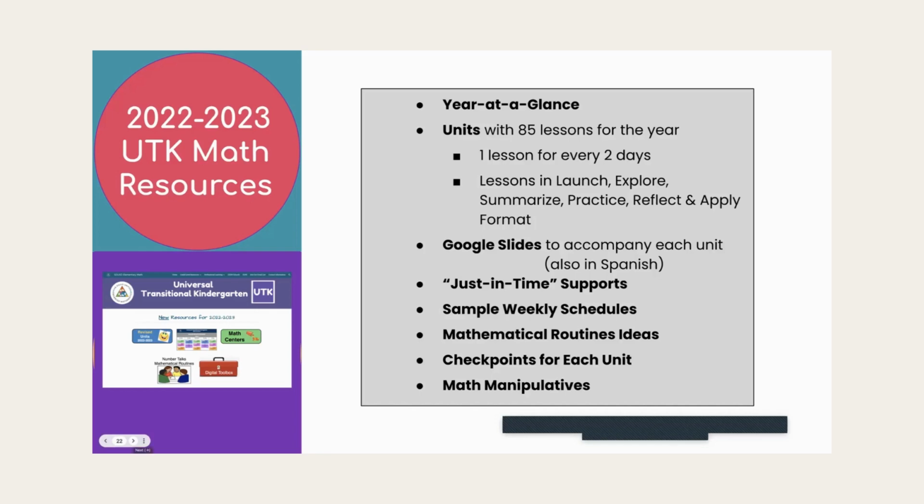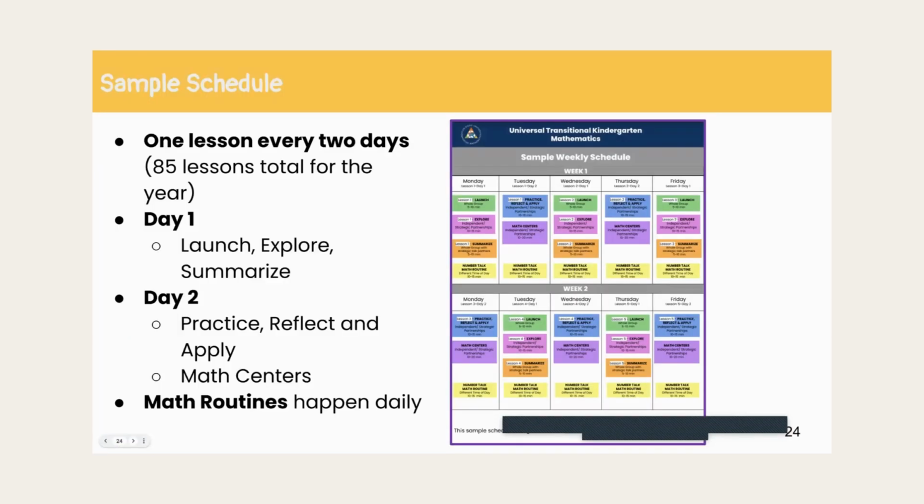So let's take a look. So for years, we have had a new lesson every day where we try to do everything and we just keep moving forward regardless of student learning. So with one lesson every 2 days, 85 lessons total for the year, we have the opportunity to differentiate for students and time for small group instruction, and also time for students to apply learning from the lesson. So we're excited about that.